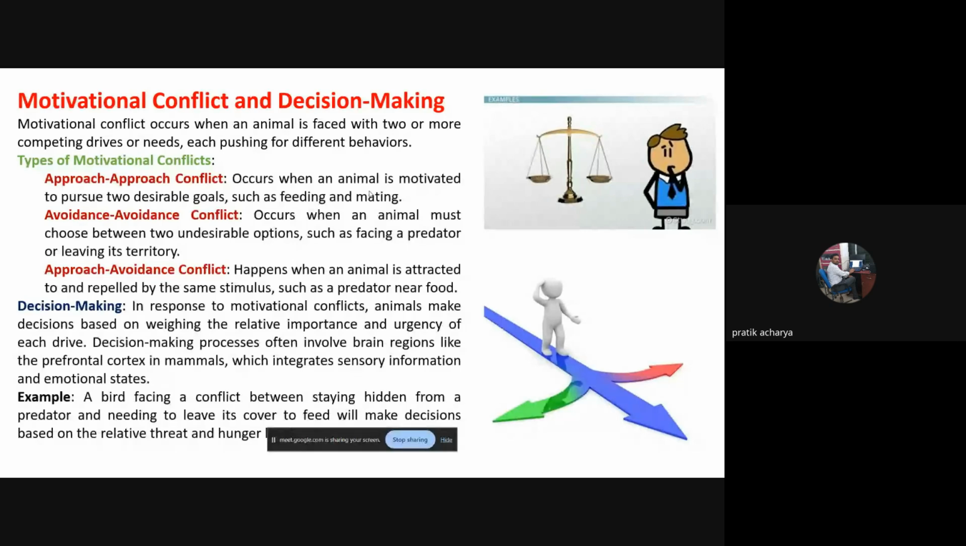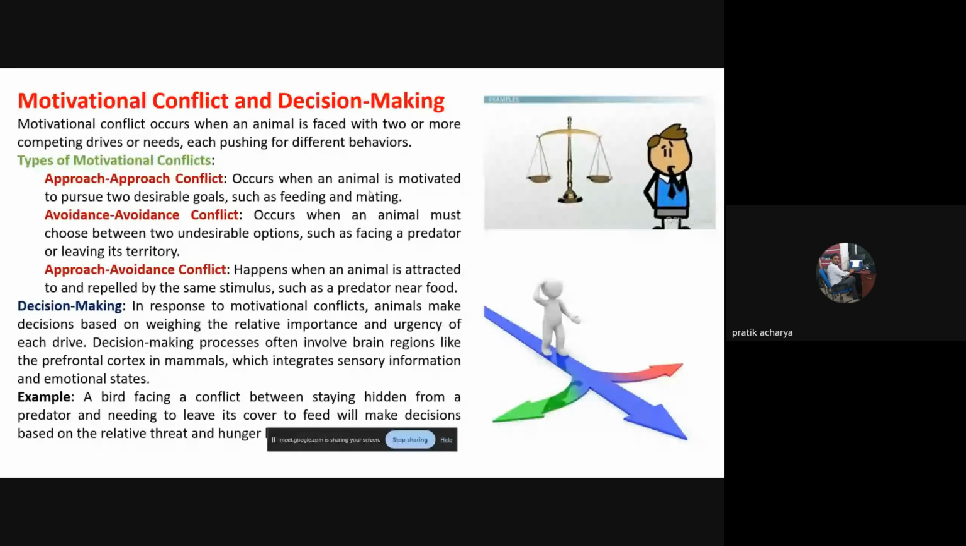And the third one is approach-avoidance conflict, which explains when an animal is attracted to and repelled by the same stimulus, such as a predator near food. That means food is there and near the food, a predator is there. The predator is repelling the organism because there is a protection issue. Food is attracting the organism. The organism has affection towards the food, but it is repelled by the predator's presence.